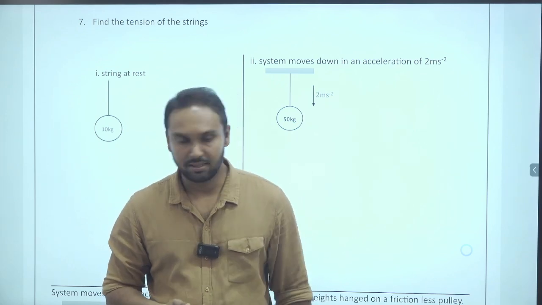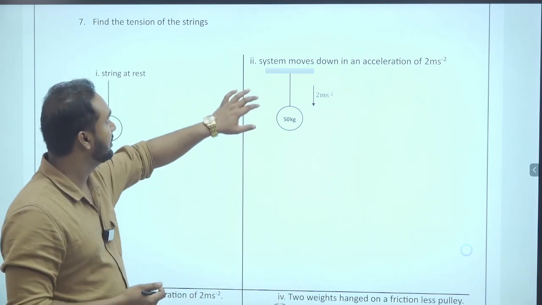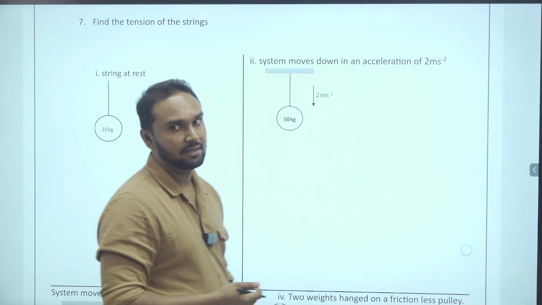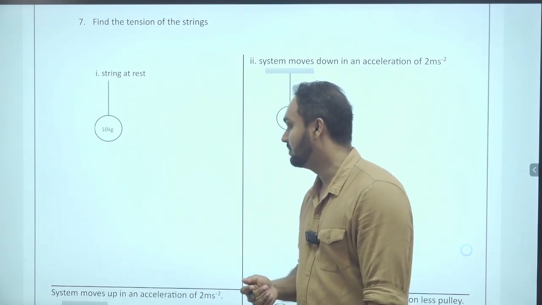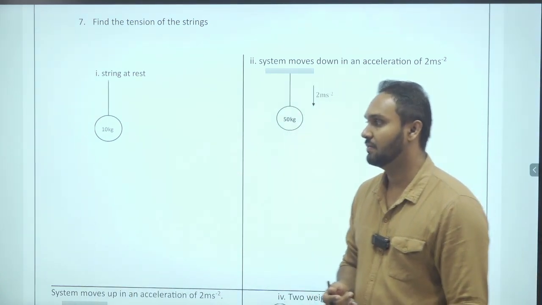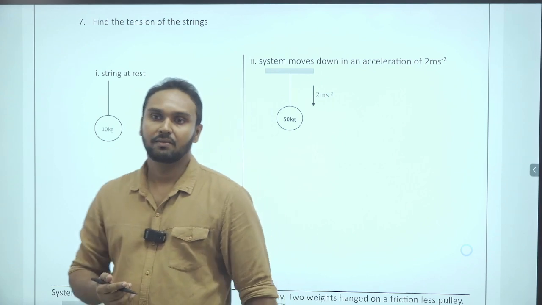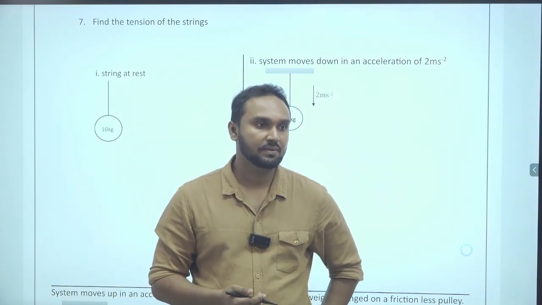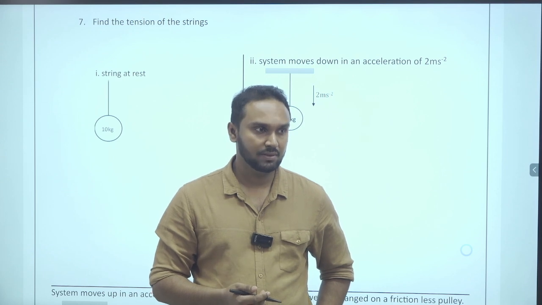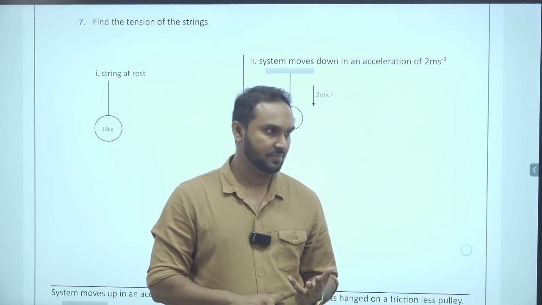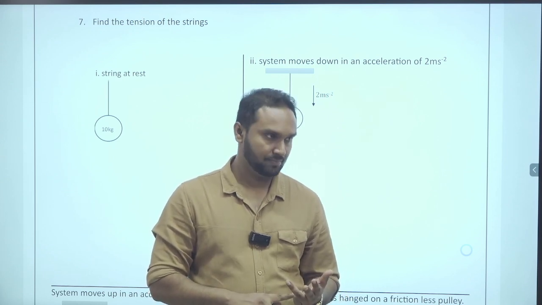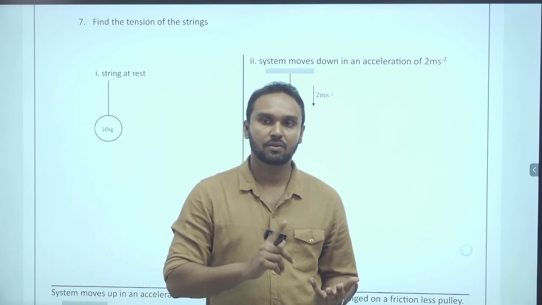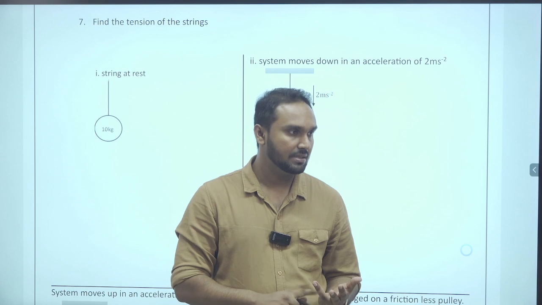Now the second part of that is the same theory, which comes under accelerating objects. What did we do when we were finding the tension of the rope? First, we found the acceleration of the whole system by putting sigma F equals ma.